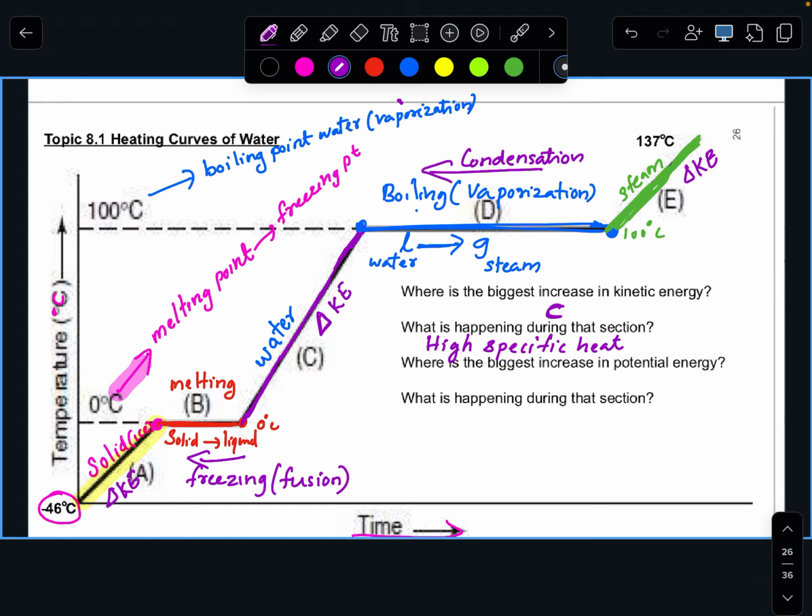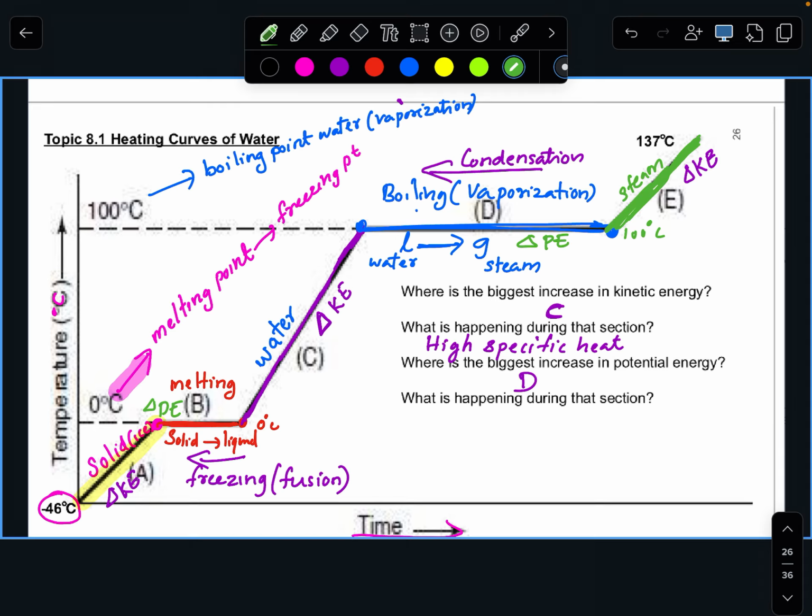Where is the biggest increase in potential energy happening? D. So potential energy, yes, is happening in straight lines. Even though there is no temperature change, we know that there is heat still being absorbed. That is converting into what? Yeah, potential energy. So I'm going to write this line: there is a change in potential energy, and this line also has a change in potential energy.